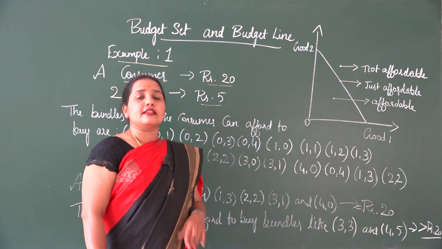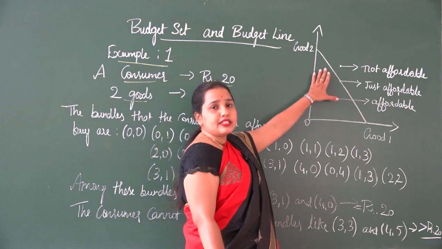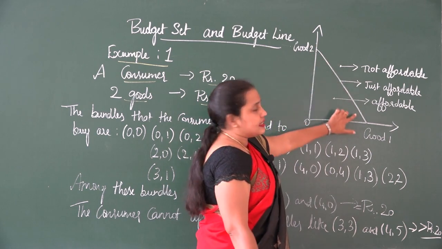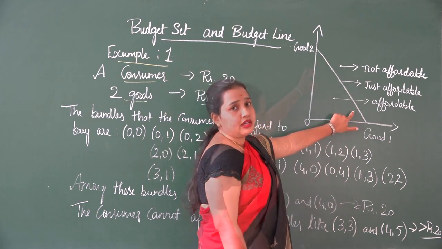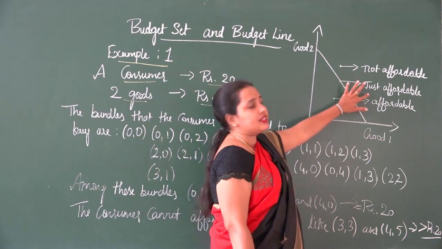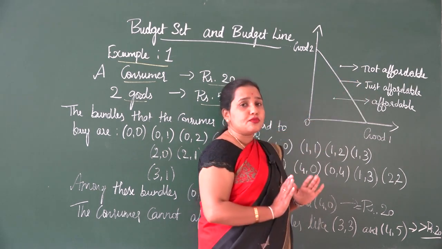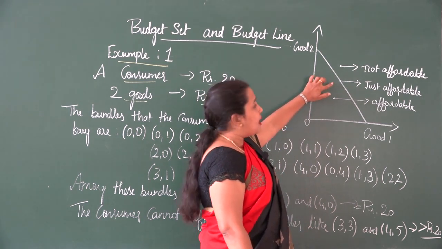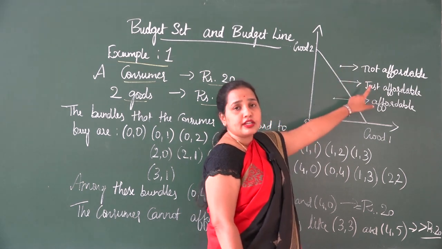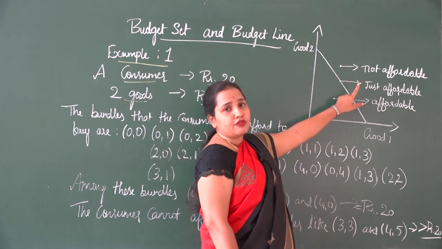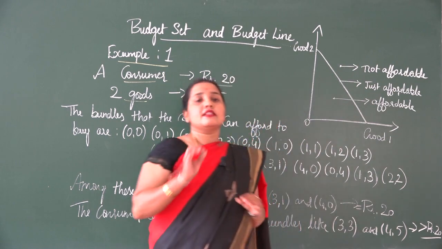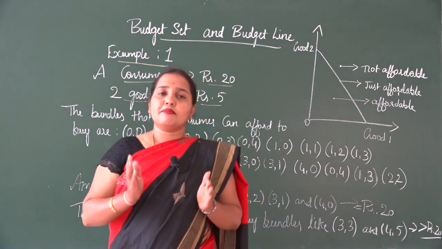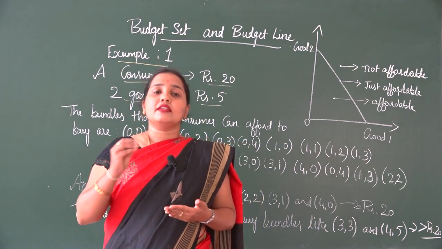Let us understand this in the form of a diagram. Look at this budget set and budget line diagram which we had taken earlier also. The line that we can see is the budget line, or income line. Any point on the line is just affordable. It is equal to the consumer's income. Any point within the line is also affordable, but any point outside or beyond the line is not affordable, because you know very well the budget set consists of all the bundles that the consumer can purchase with his income at the prevailing market price.